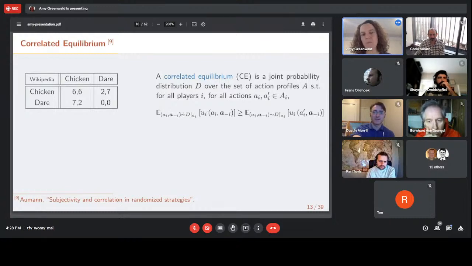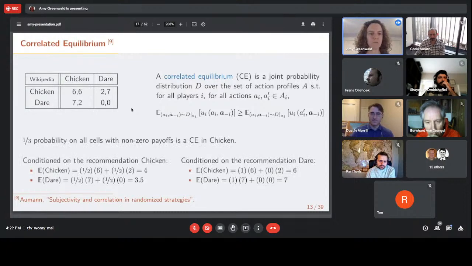And now a player is going to be in a correlated equilibrium if for all of their recommendations, and they do this conditioning, the utility that they get for following the recommendation, that's a_i over here, is better than the utility for a_i prime over here, doing something else, so not following the recommendation. So just very quickly, here's an example of a correlated equilibrium in this game. It's a third, a third, a third.